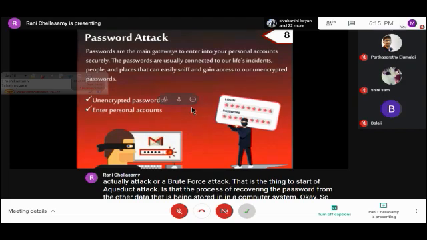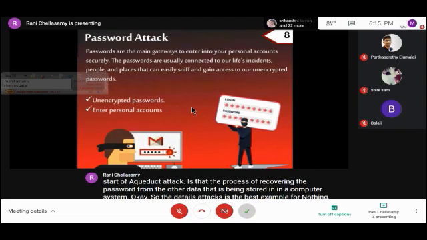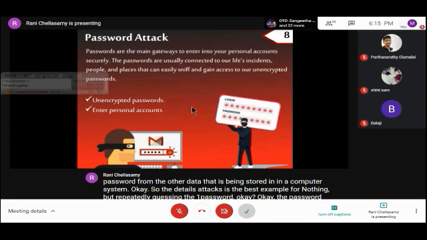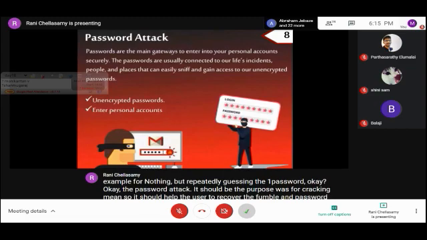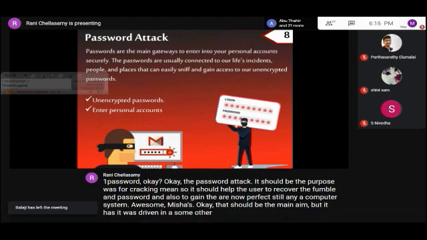The purpose of password cracking should be to help the user recover a forgotten password, to gain authorized access to a computer system, or to act as a preventive measure. That should be the main aim, but it was driven in some other way.